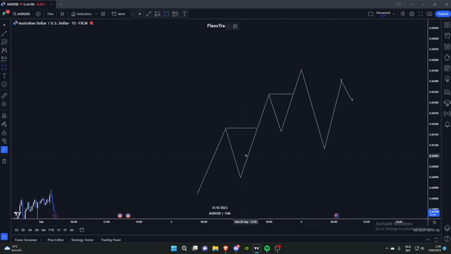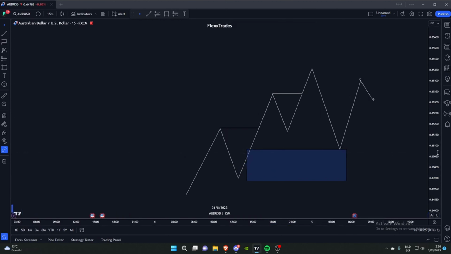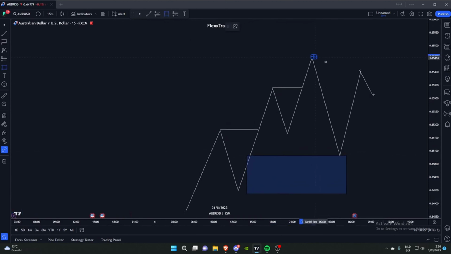So let's say we have a zone here. Let's say this is the demand zone. Of course, this is a little bit big, but this is just to showcase. And now we have a supply zone here. As you guys know, ping pong, up, down, up, down. This is what we like. So what are we going to look for? Inside this 15-minute POI, we want to see a 1-minute chalk flip, right?